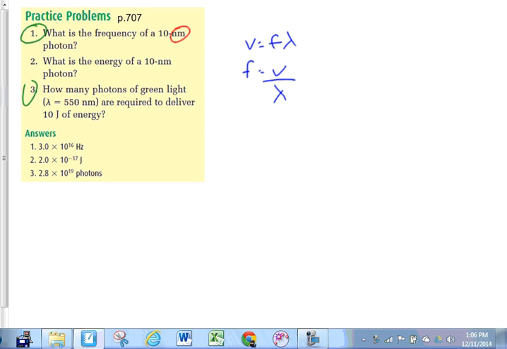Rearrange it. F is equal to V over lambda. V is the speed of light, so we're just going to call it C, actually. 3 times 10 to the 8 meters per second divided by the wavelength, which, be careful here, it's not 1 times 10 to the minus 9. It's 10 times 10 to the minus 9. It's not a nanometer, it's 10 nanometers. Do the math there, and we should end up getting 3.0 times 10 to the 16. Is that right? Yeah.